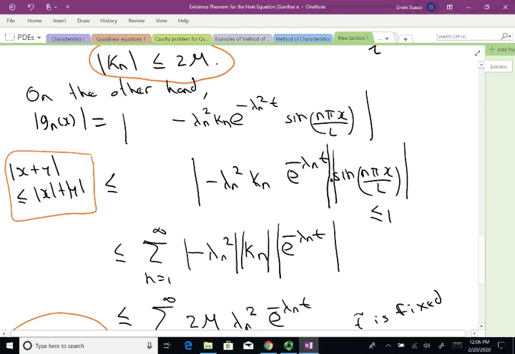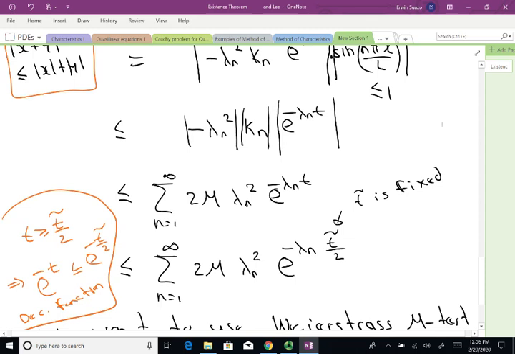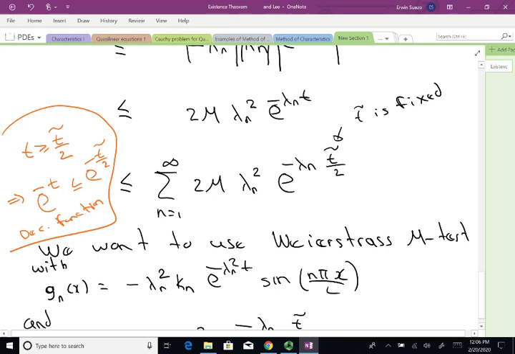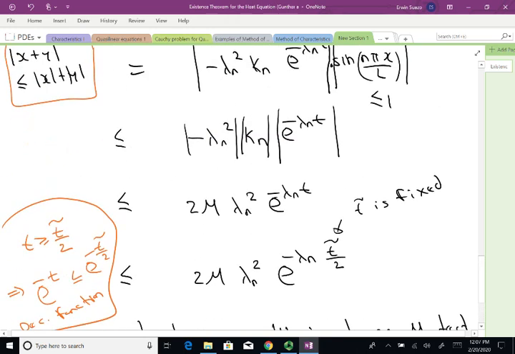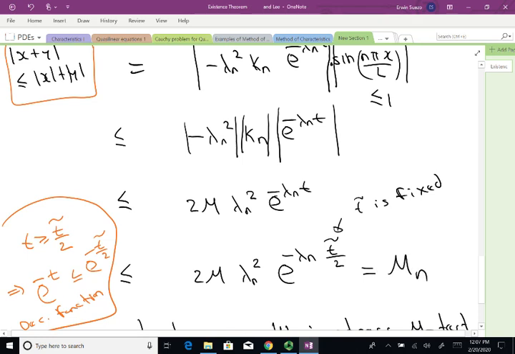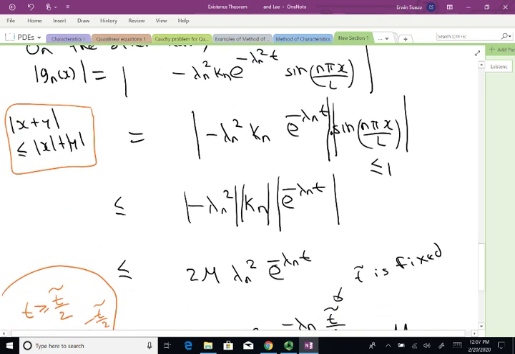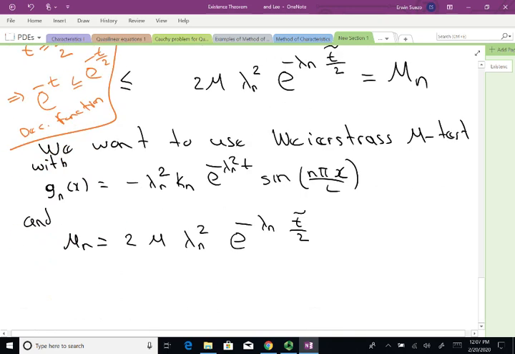Now, in this case this is equal. Okay. And then this is less or equal than this guy, and then this is less or equal than this guy, and then this is less or equal than this guy, and this is my m sub n. So g sub n of x is less or equal than this m sub n.